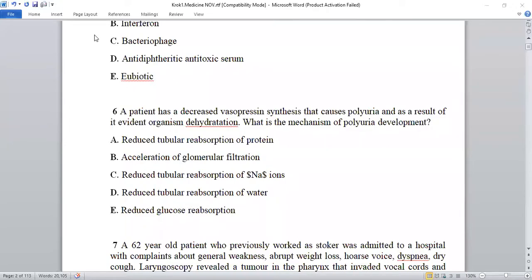A patient has decreased vasopressin synthesis that causes polyuria as a result of evident organism dehydration. What is the mechanism of polyuria development? So the answer is going to be D, reduced tubular reabsorption of water. Let's move on to question number 72.